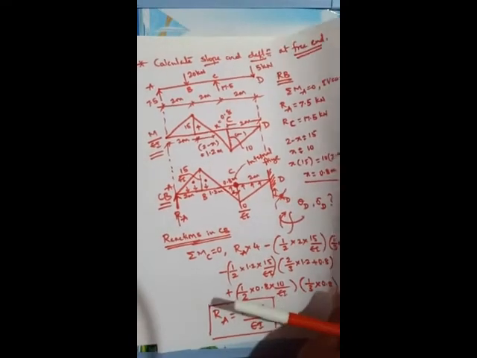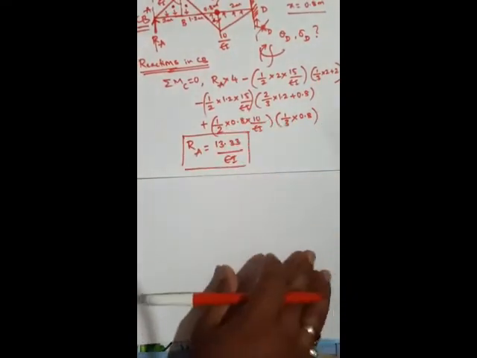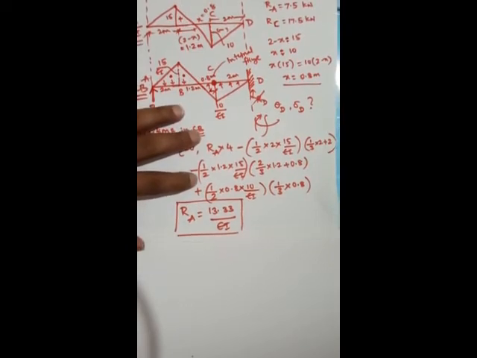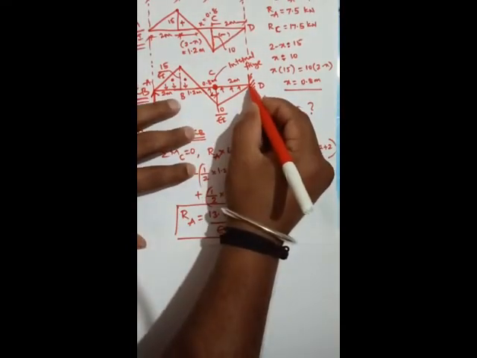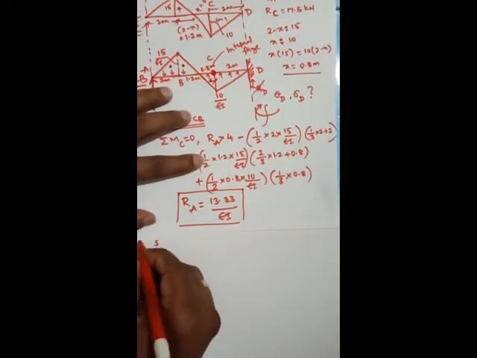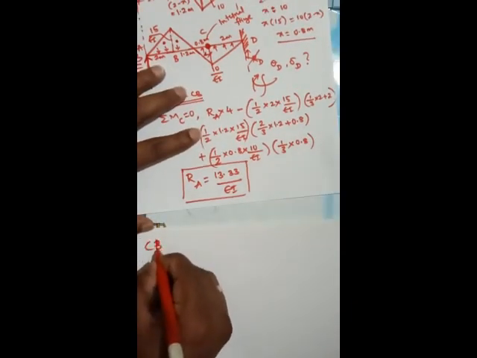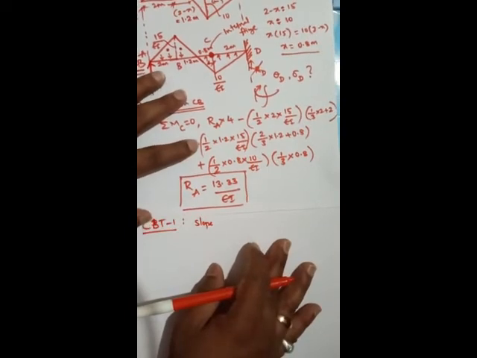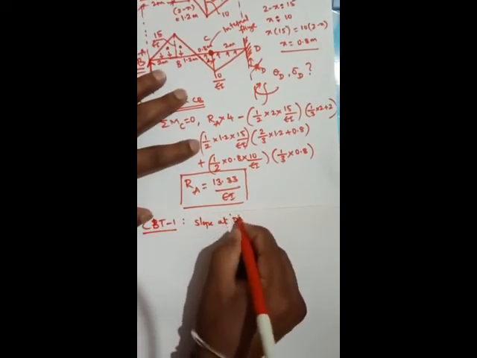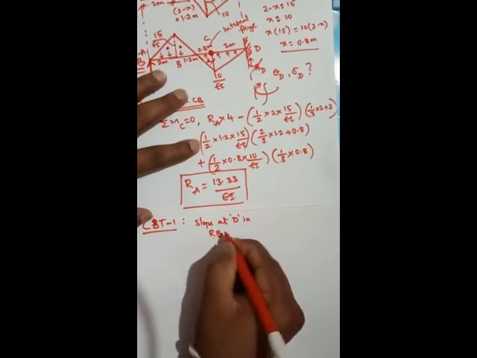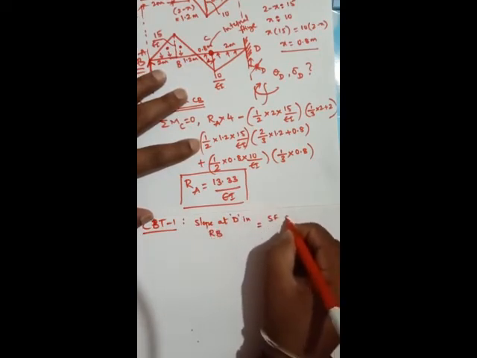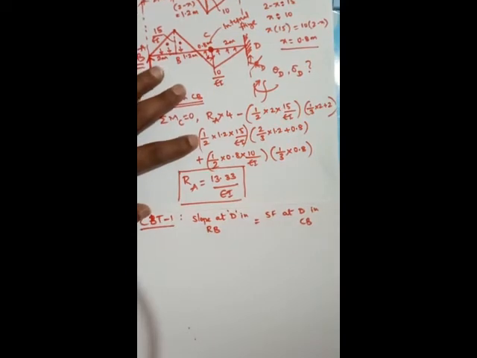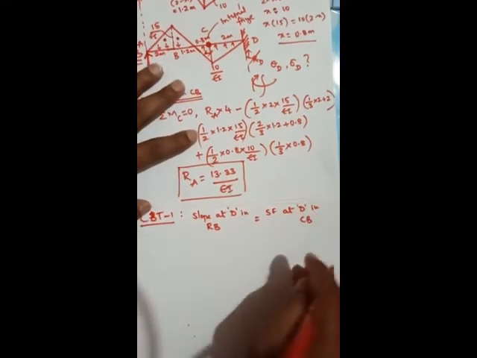Okay, so once you find this RA, what we are finding at the free end, means at point D, what is the slope? According to conjugate beam theorem 1, slope at D in real beam is equal to shear force at D in conjugate beam, correct? Slope at D in real beam is equal to shear force at D in conjugate beam.